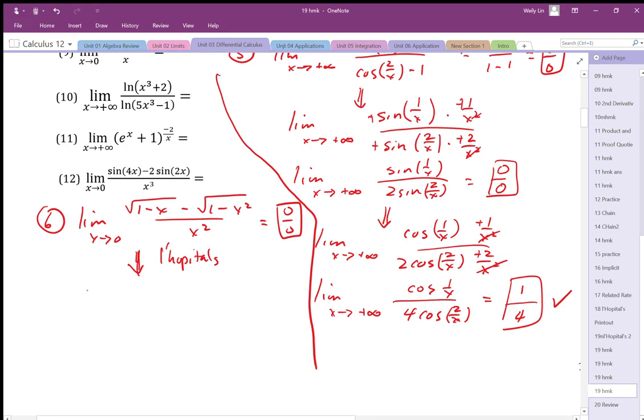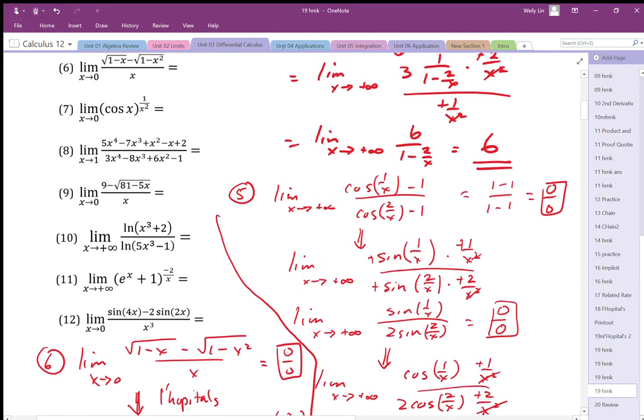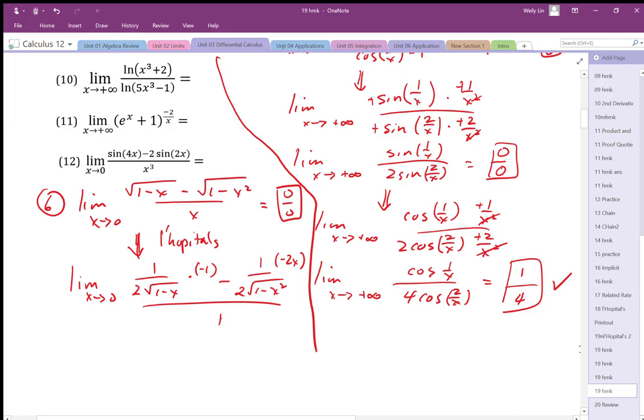Okay, applying L'Hopital's, I end up with limit as x goes to 0 of 1 over 2 square root 1 minus x times negative 1, the chain rule for that, minus 1 over 2 square root 1 minus x squared times negative 2x. Okay, for the chain rule for 1 minus x squared, all over, that would be just x. Let me just double check that. Yeah, that was just over x, so still the derivative of x is 1. Okay, so that was a mistake here.